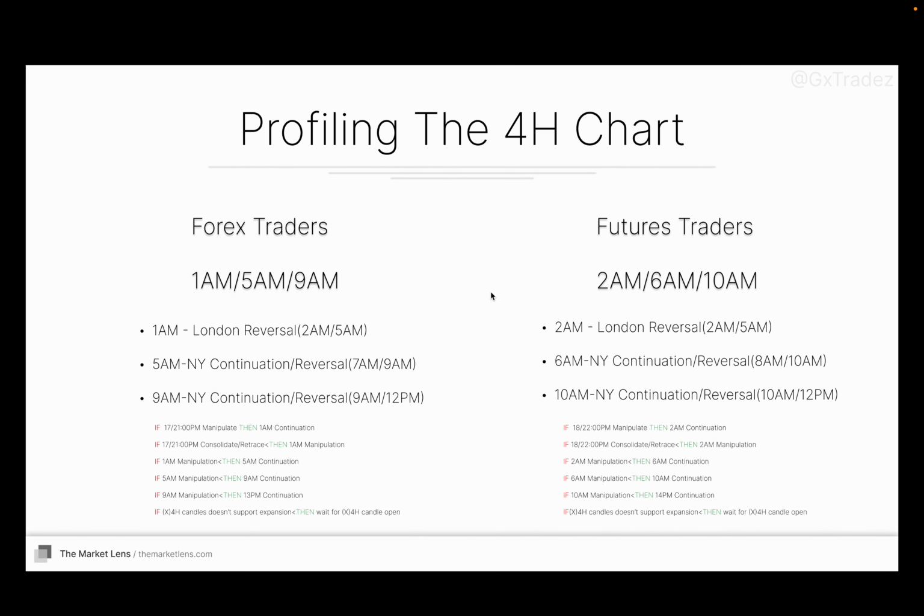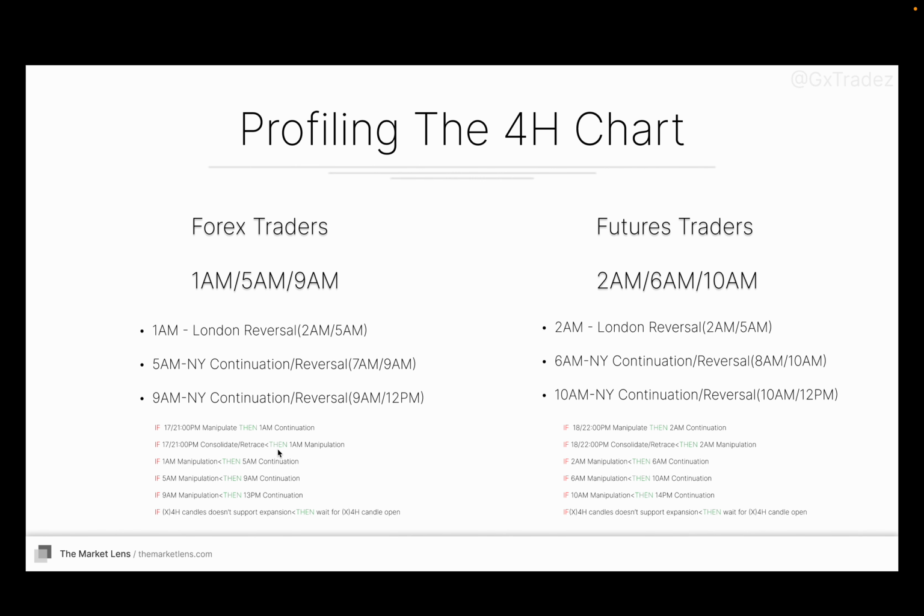And then as well as the 9 a.m. New York continuation / reversal. You're going to be focused on 9 a.m. really to around 11. You can cut off at p.m. or 12 p.m., but for Forex, probably want to stop by 11, I would say, right?